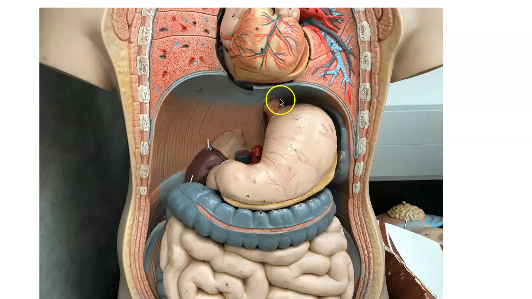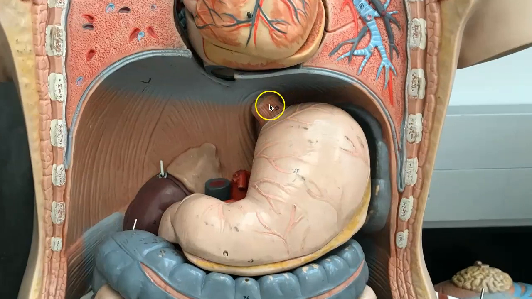So here is your classroom model showing you the esophagus coming through the hiatus, and now it's joining the stomach. So at this junction where the esophagus is joining the stomach, this is called the cardia. So that's on your master list, the cardia. That is the junction between the esophagus and the stomach.